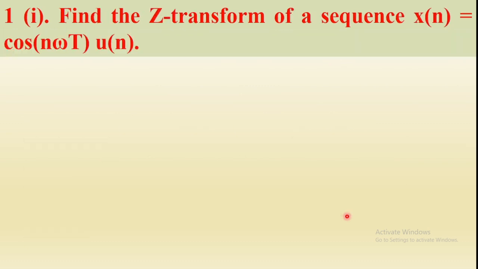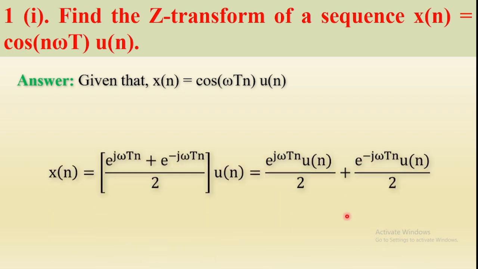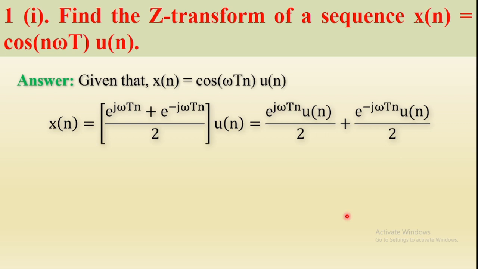And the next short answer question is: find the Z transform of the sequence x of n equals cos of omega Tn u of n. Now coming to the solution, the given sequence is cos of omega Tn u of n. Cos omega Tn is represented in terms of exponentials as (e power j omega Tn plus e power minus j omega Tn) by 2, into u of n.